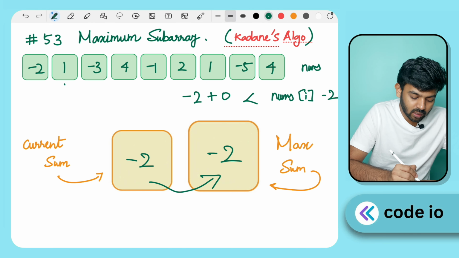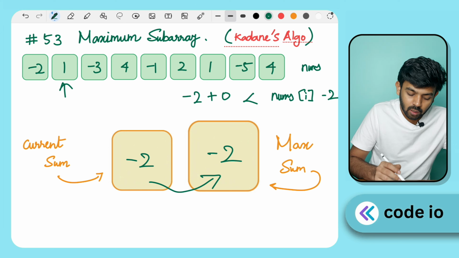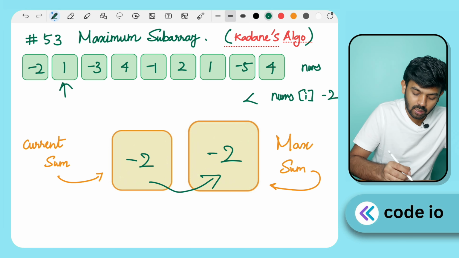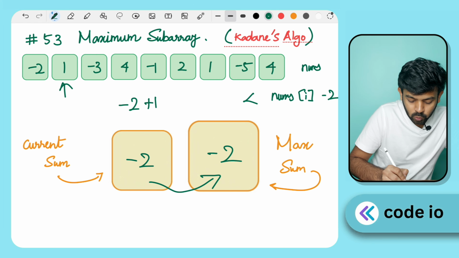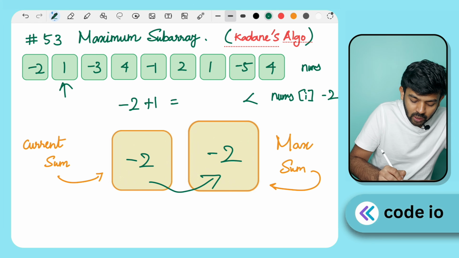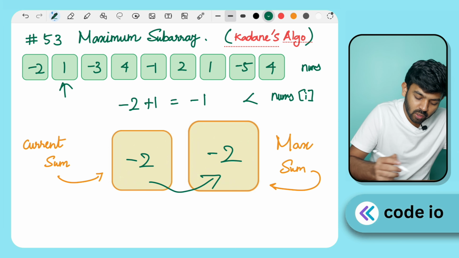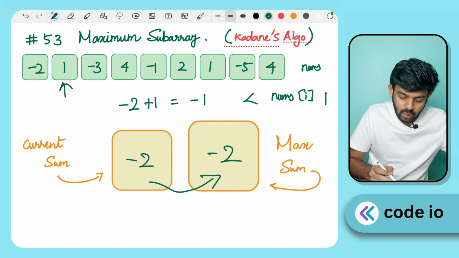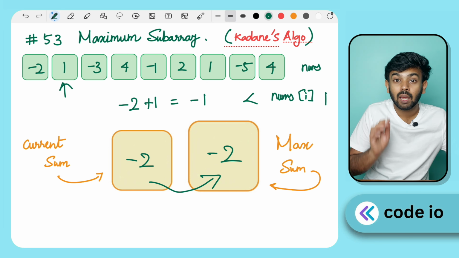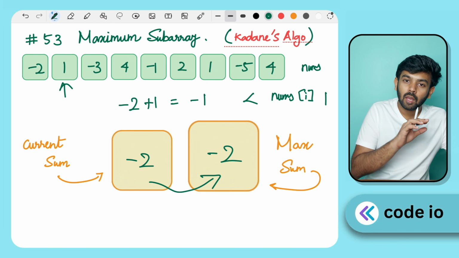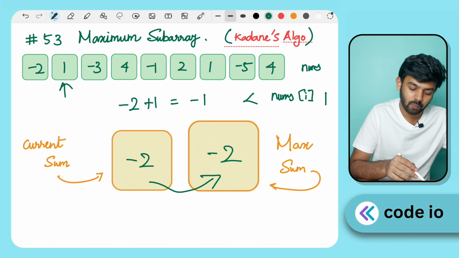Moving to the next iteration, it's 1, right? You're going to add this 1 to your current sum: minus 2 plus 1 gives you minus 1. And when you compare that with nums of i, which in this case is 1: is minus 1 less than 1? Yes, minus 1 is less than 1. In that case, you would not be adding that to your current sum.